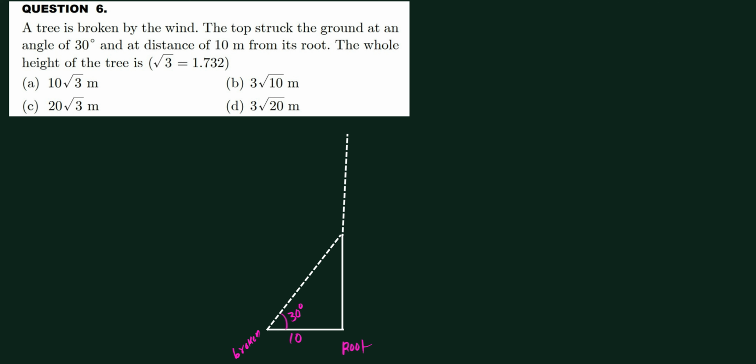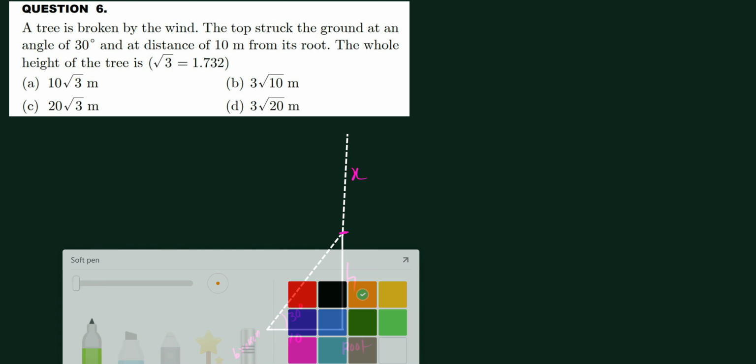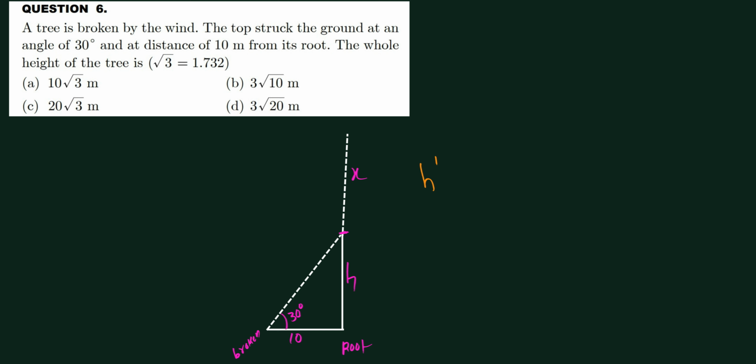Let us say this is h, right? The broken part value is x. The total height of the tree, h dash, we can write as h plus x. How can we write this? h plus x. Is it clear, everyone? Let us say this is h dash, which is equal to the broken part x plus the remaining part h. The total height is the remaining part plus the broken part.